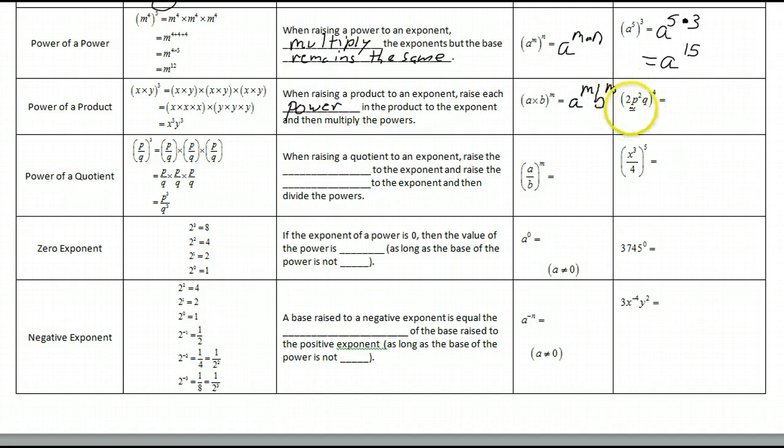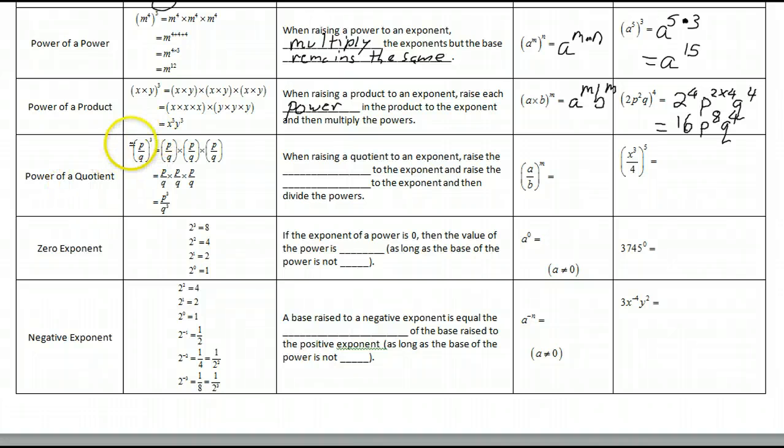Now, don't forget, this also applies to the number. So this is 2 to the power 4, p squared. p to the 2 times 4, right? Multiply the exponents. And q, that's just q to the 1, so it becomes q to the 4. 2 to the 4th is 16. p squared to the 4th is p to the 8. And q to the 4th.